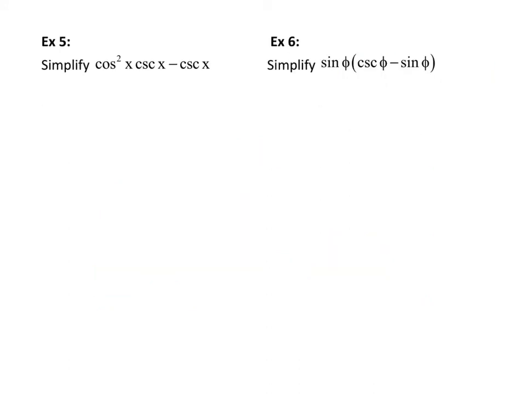Example 5, simplify cosine squared x cosecant x minus cosecant x. Well, first thing, notice that we have a cosecant x in both of these. So I could factor out the cosecant x, and I'm left with cosine squared x minus 1. Since we have a square, let's take a look at the Pythagorean identities. Can we match this up with any of them? Somewhat. Here's one of the identities, or a variation of it. Now I'm writing this out from your yellow sheet.